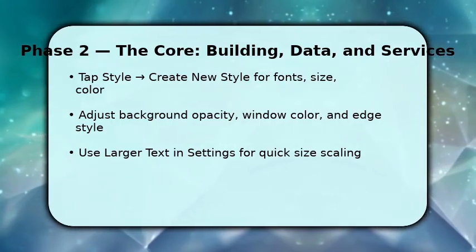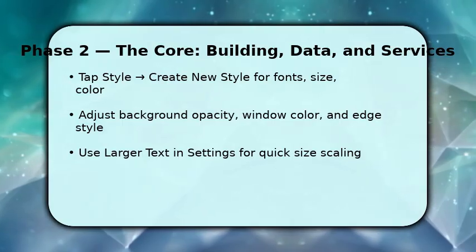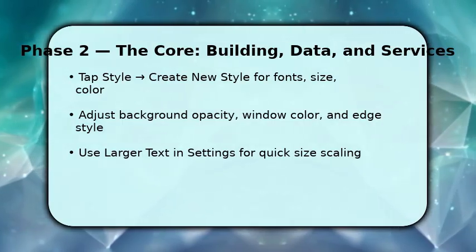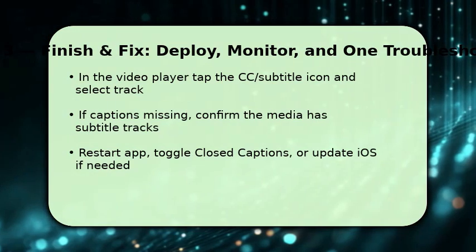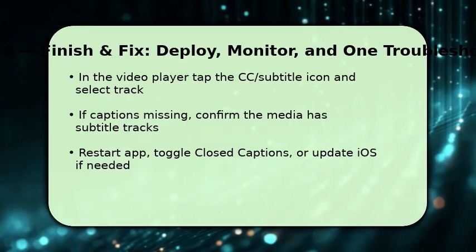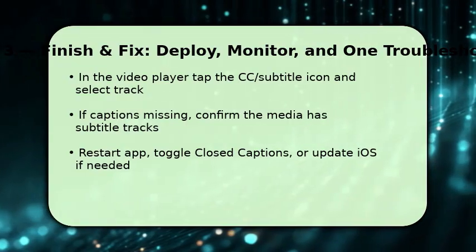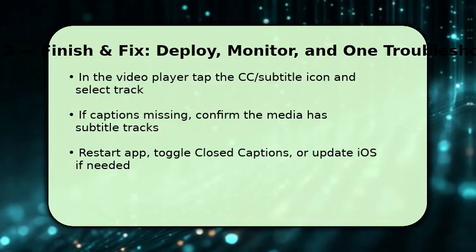If you need bigger text quickly, make sure larger text is enabled in display and text size, which scales captions consistently. Finally, when playing a video, tap the CC or speech bubble icon to pick the subtitle track you want. This chooses language or SDH when available.